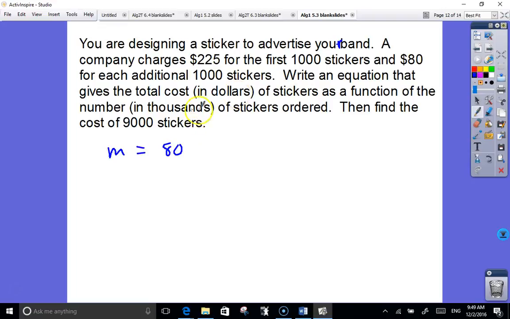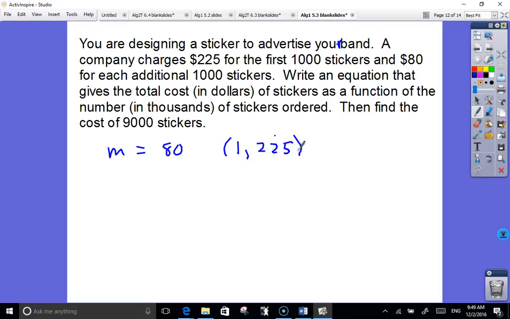But they said we should count these in the number of thousands. So that's 80 per 1. Okay, what is this? It charges $225 for the first 1,000 stickers. What are they telling you with that? It's a point. They just told you for 1,000 stickers, it's $225.